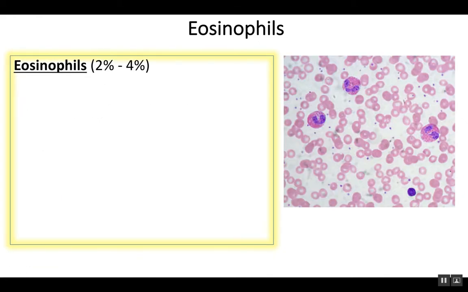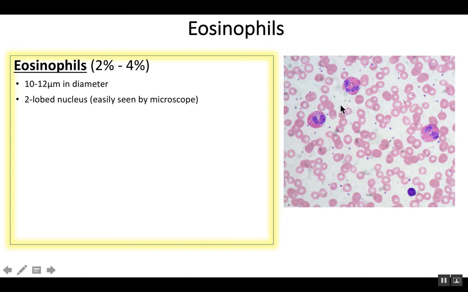The next one are the eosinophils. They're the second granular leukocyte. They are found about 2 to 4% of the circulating white blood cells. They have the size very similar to a neutrophil, 10 to 12 microns in diameter. They typically have a two-lobed nucleus. Sometimes people refer to this as looking kind of like a barbell, and that there's two swollen ends connected by a skinnier crossbar.